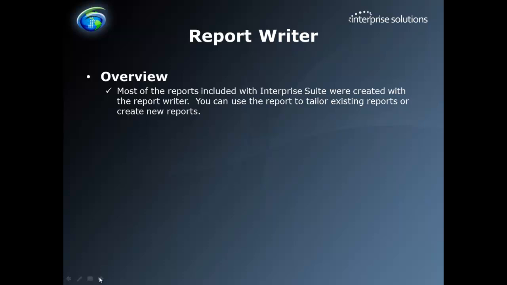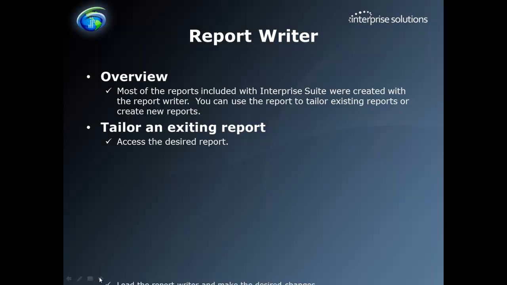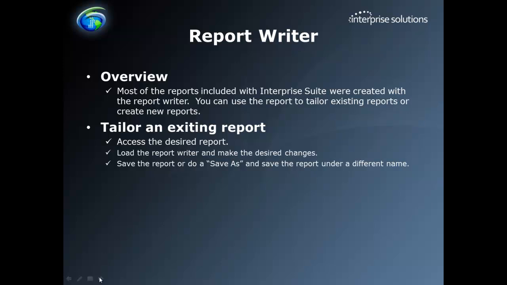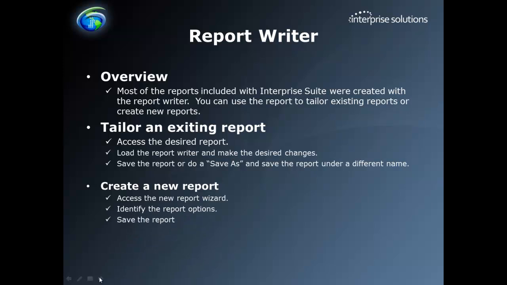Most of the reports included with Enterprise Suite were created with the Report Writer. You can use the Report Writer to tailor existing reports or create new reports. The first step to tailoring an existing report is to access the desired report. Then you load the Report Writer and make the desired changes. Then you save the report or do a save as if you want to keep the original report. To create a new report, you access the New Report wizard. Identify the report options, and then save the report.